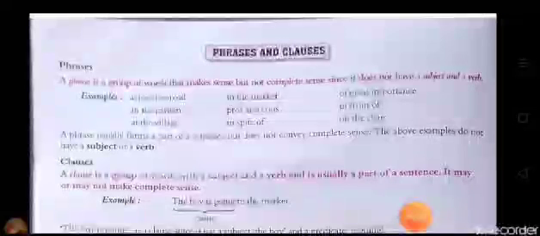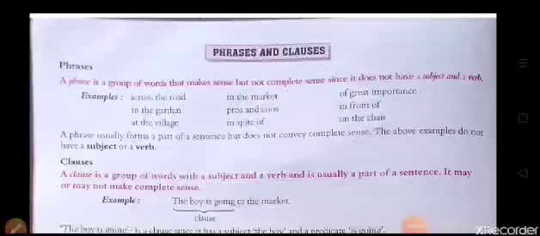Now let's move to the second part of this chapter, phrases and clauses. So now here we have to understand what are phrases and what are clauses. Examine the group of words in a corner. It makes sense but not complete sense. Such a group of words which makes sense but not complete sense is called a phrase. A phrase is a group of words that makes sense but not complete sense since it does not have a subject and a verb.